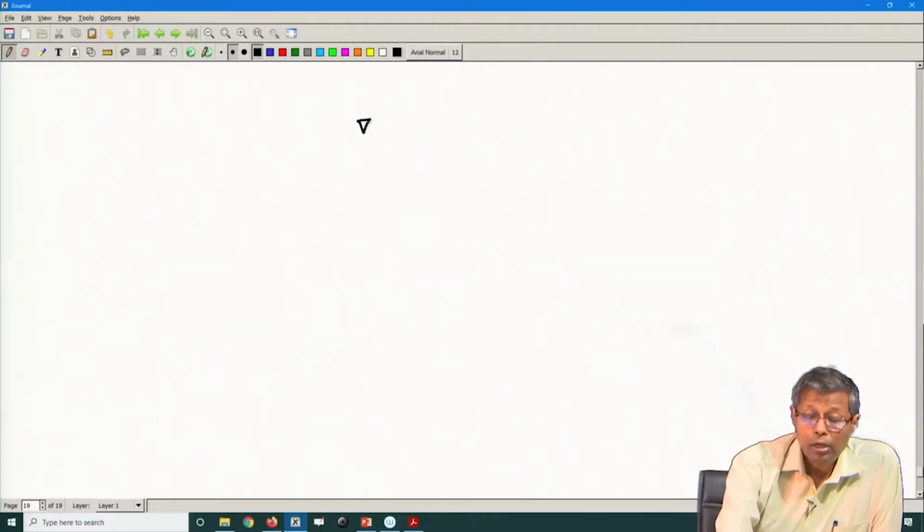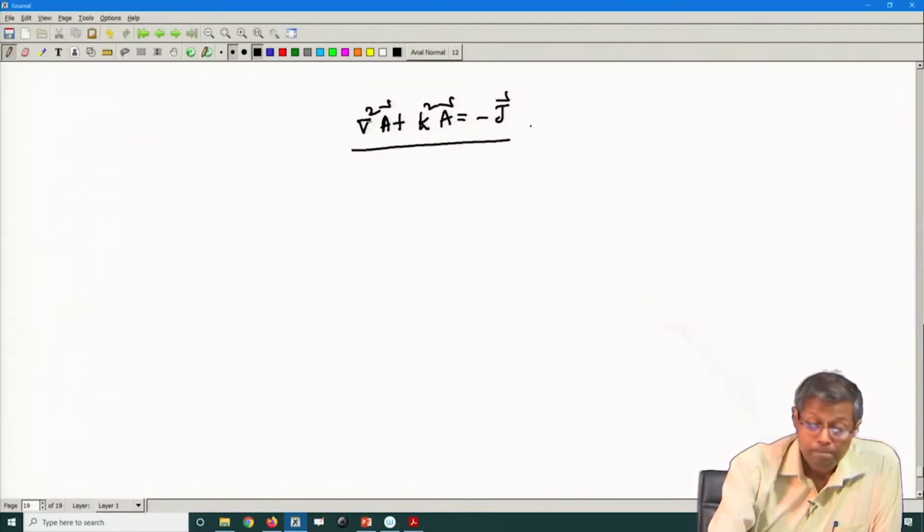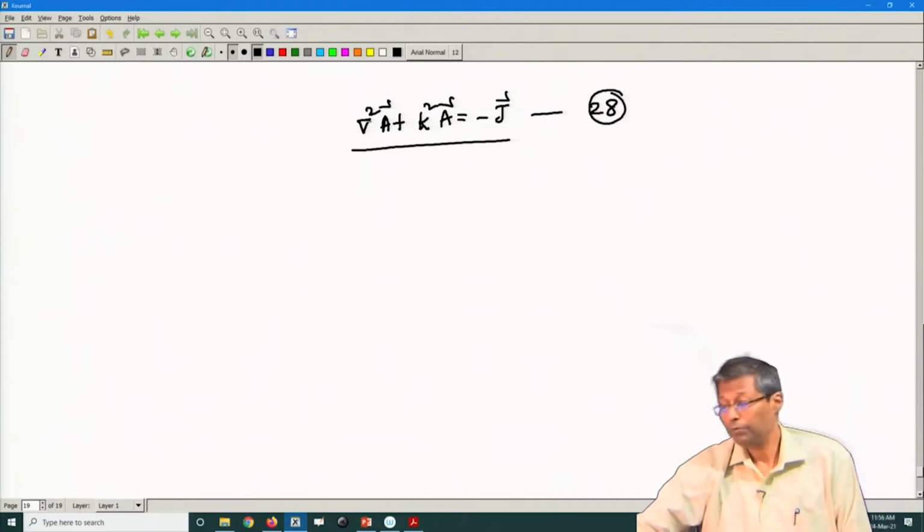So, we found that the Helmholtz equation is given by grad square A plus k square A equal to minus j. This one was equation 28. We derived it in the last lecture.